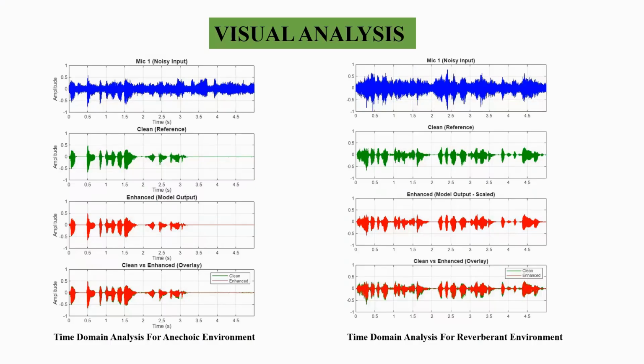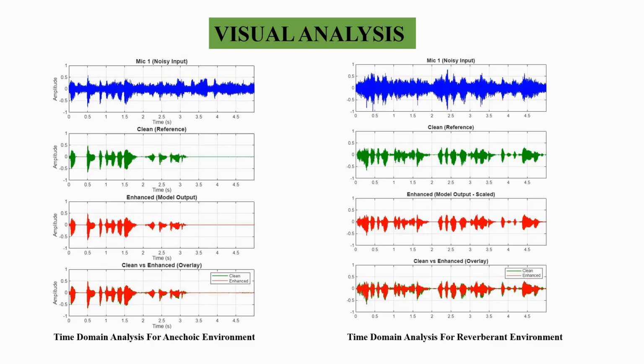Now I will explain quantitative and qualitative results, performance metrics, comparison with baselines, and discussions of strengths and limitations. First, our visual analysis. Qualitatively, the performance of our system is evident in the visual analysis. On the left, look at the waveforms, specifically the bottom plot, showing the clean versus enhanced overlay. The red line, which is our output, sits tightly on top of the green ground truth line.